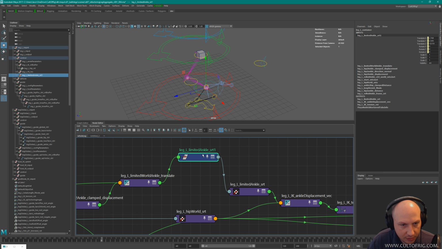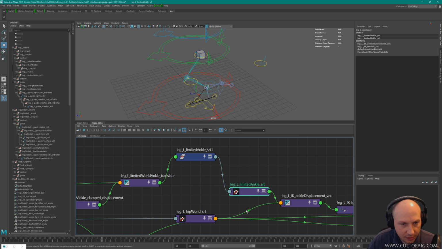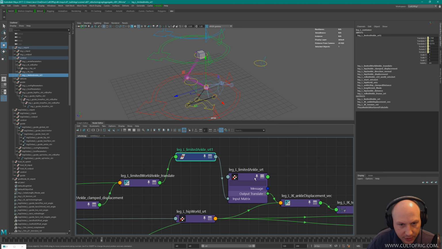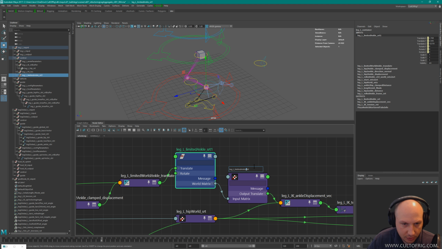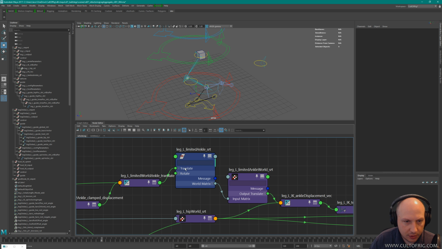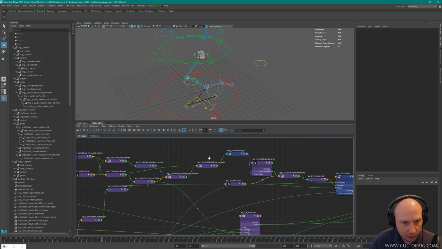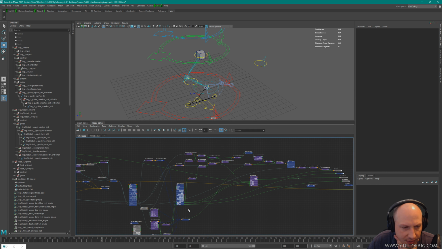Okay. Fair enough. Leg limiting whole SRT. Okay, I can do it. So this is the word SRT. I don't want the trailing number here, and I especially don't want almost duplicate names. Anyway, good that we found it. There might be a cycle at play here.